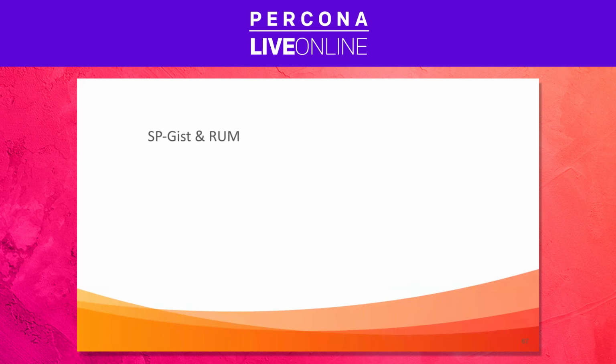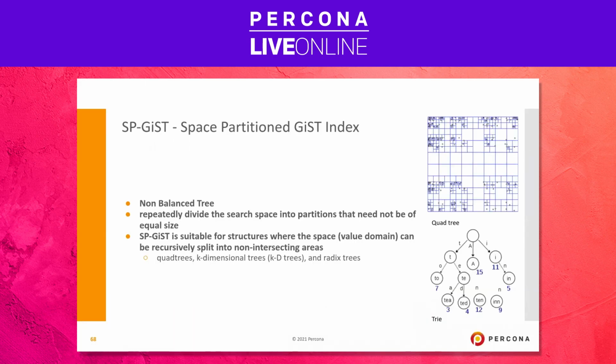And a quick overview of SP-GiST and RUM index. Just like the GiST index, SP-GiST is also a kind of framework for creating many more types of indexes, but it is a non-balanced tree. The concept is to repeatedly divide the search space into partitions that need not be of equal size. So it should not be overlapping. SP-GiST is suitable for structures where the space can be recursively split into non-intersecting areas.